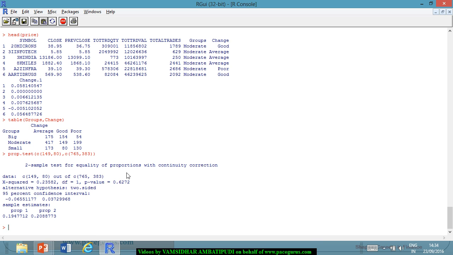Now this is what is a two-sample test for equality of proportions with continuity correction across these two groups. So we are saying the first group is having 149 successes out of 765. The second group is having 80 successes out of 383. So this is actually performed through an X squared whose value is 0.23, and degrees of freedom is nothing but, in this case, because it's two groups, row minus 1 into column minus 1, which is always 1. The p-value is coming out to 0.6272, which is greater than 0.05.